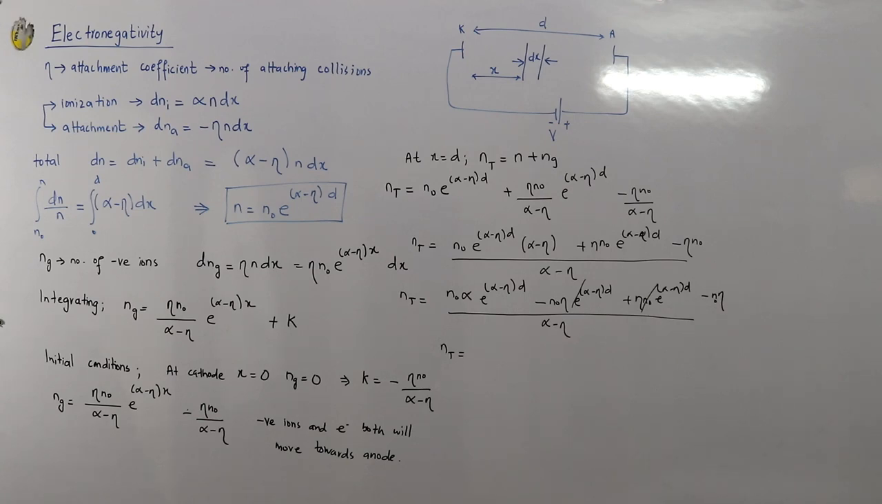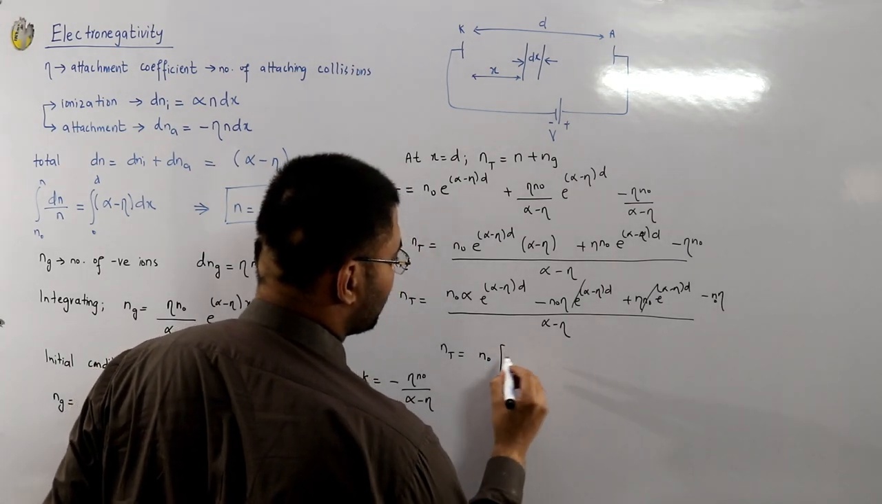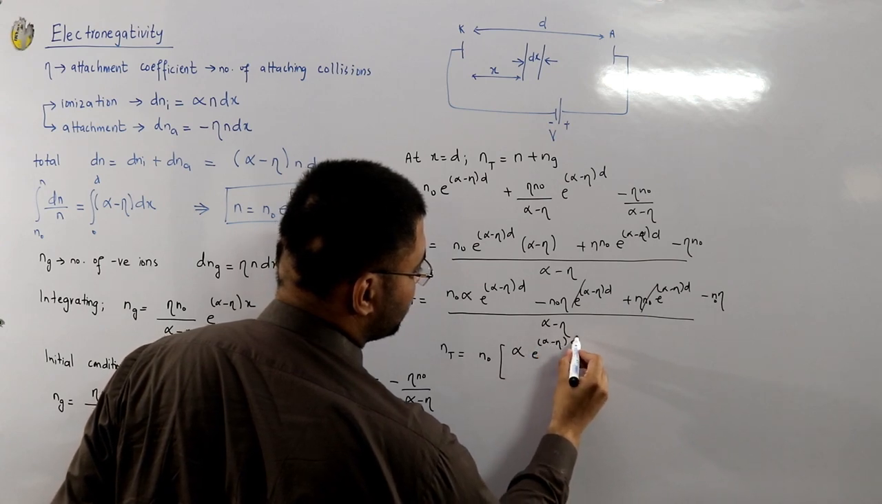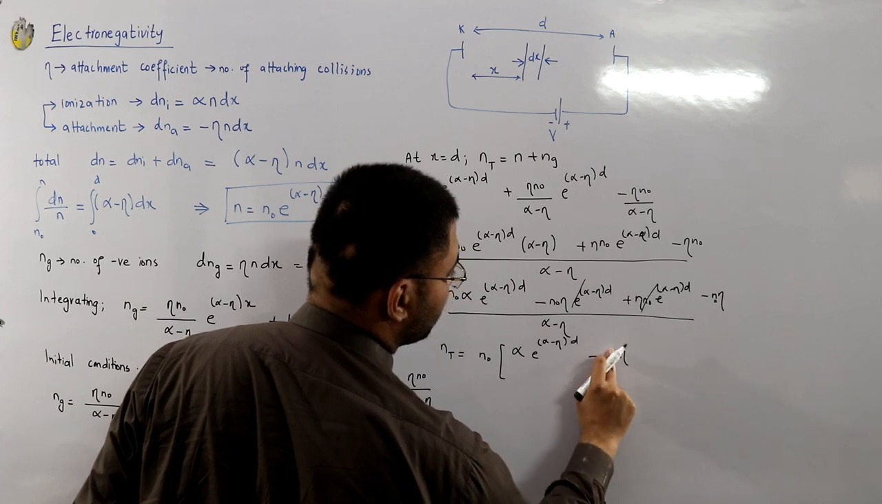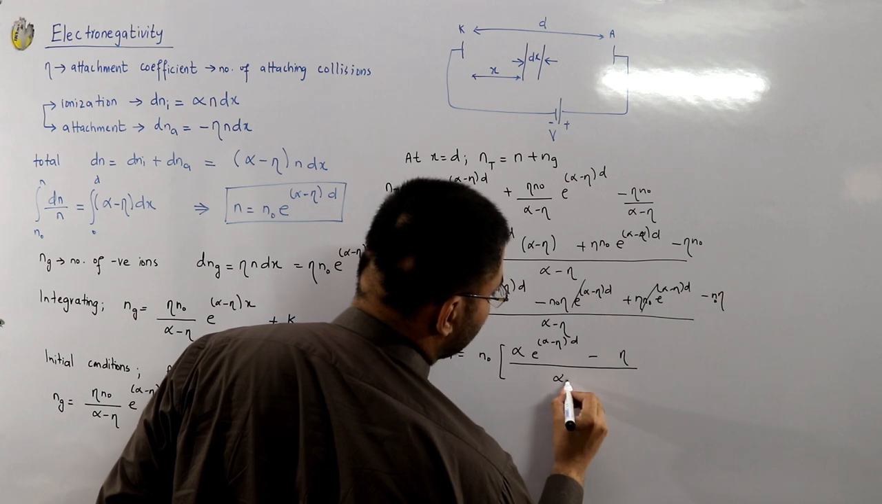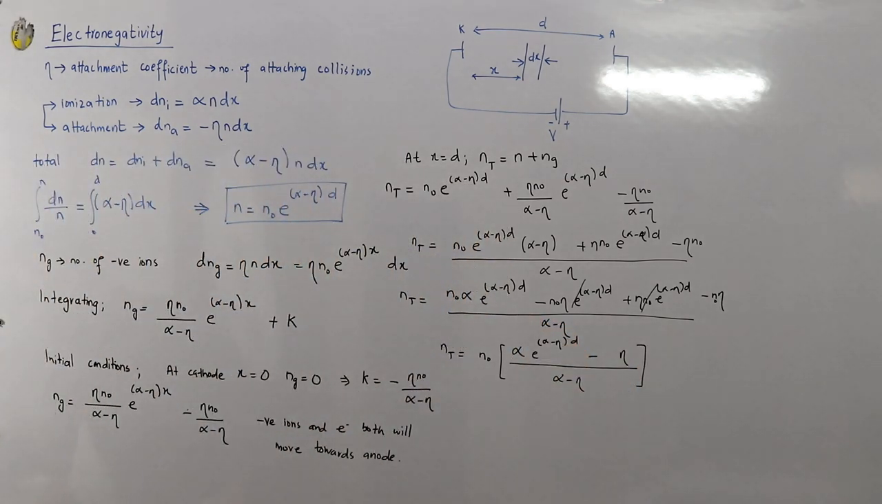Yes, so N naught is taken common, and you have an alpha exponential of (alpha minus eta) into d, and then you have a minus N naught, minus eta divided by alpha minus eta. Isn't it like this?